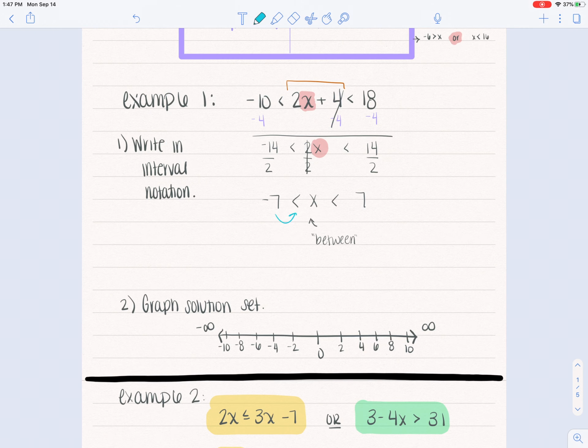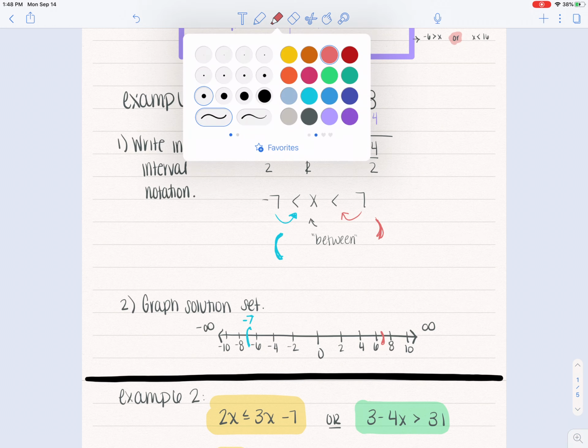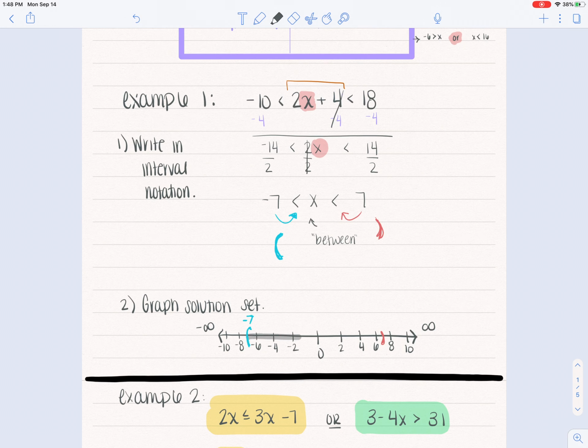I use the inequality closest to the number to determine if it's a parenthesis or bracket. So that one's going to be a parenthesis on negative 7. So there's negative 7. And then this inequality is going to tell me that it is a parenthesis on 7. And so then I'm going to shade in the middle because it's between those two numbers. And so there would be your graph.